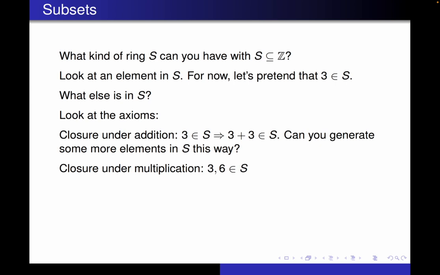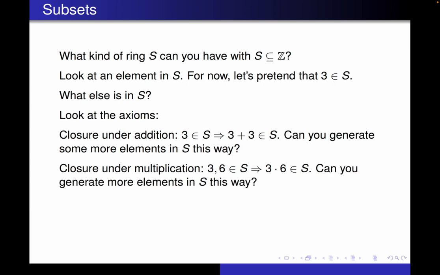We also have to have closure under multiplication. We have that 3 is in the ring, that was given. 6 is also in the ring. We discovered that when we added 3 plus 3. And that means that 3 times 6, 18, also has to be in the ring. And as before, I ask, can you generate some more elements in the ring that way?